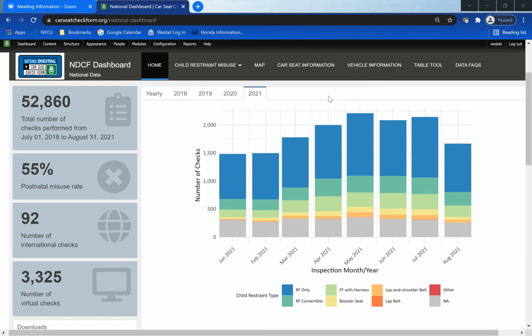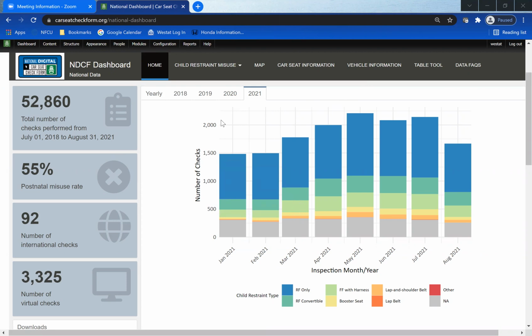This is the dashboard homepage. As you can see, it provides summary information, including the total number of car seat checks, as well as the overall percent of misuse. This chart also shows you the number of car seat checks by year and month, as well as by seat type.